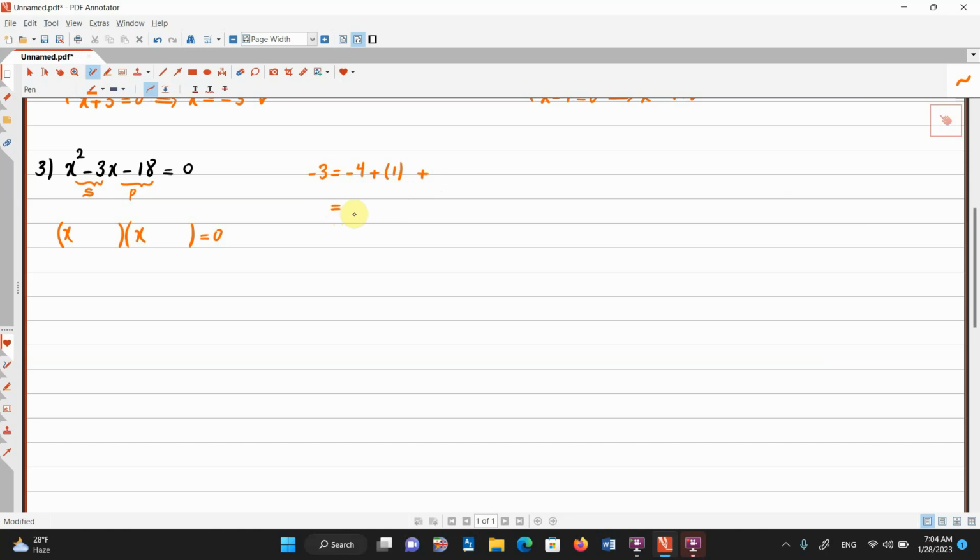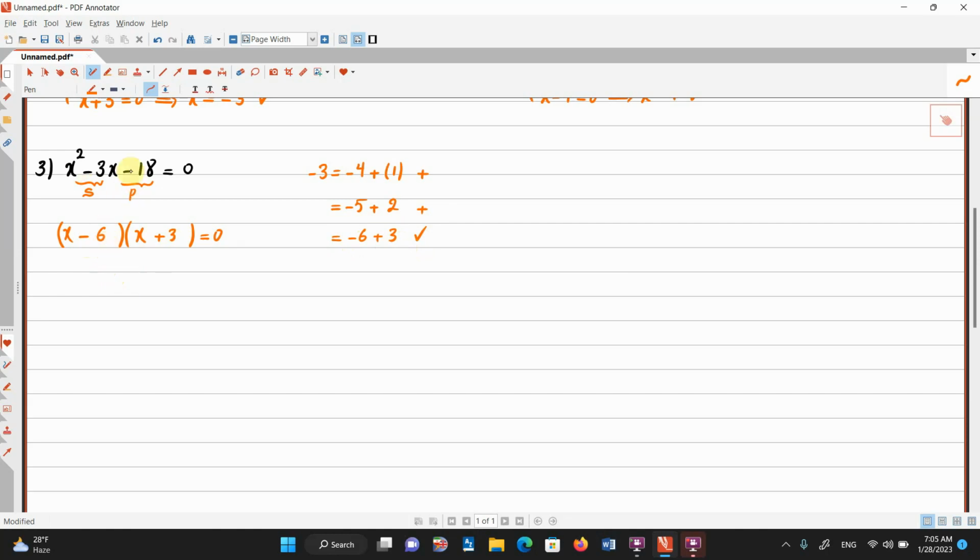Go to the next option, -5 plus 2. -5 times 2 won't make -18. Then this one won't work. And the third option is -6 plus 3. -6 times 3 makes -18. Then this option will work here. Then in here, we can write -6 and +3.